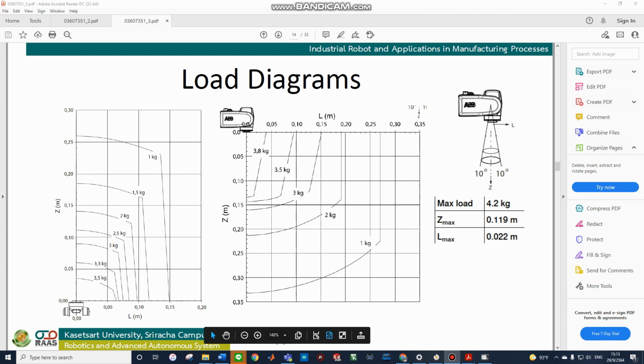Load diagram like these two graphs. This is a payload and maximum load of this is 4.2 gram. The C max is 0.119 meter. L max is 0.022 meter.